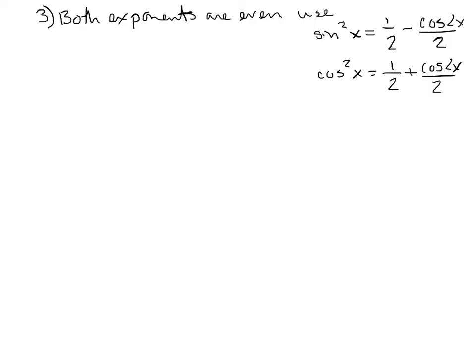The only thing to make note of in these formulas is that if this were sine squared of, say, 3x instead of just x, then you would have cosine of 6x right there. It's 2 times whatever is inside that sine part. Okay, so those are the substitutions that you'll make if both exponents are even. So let's do an example. Let's look at the integral of sine squared times cosine squared.